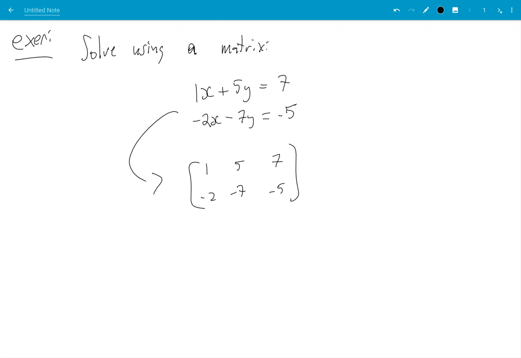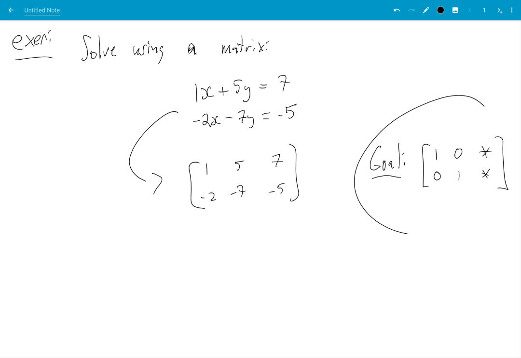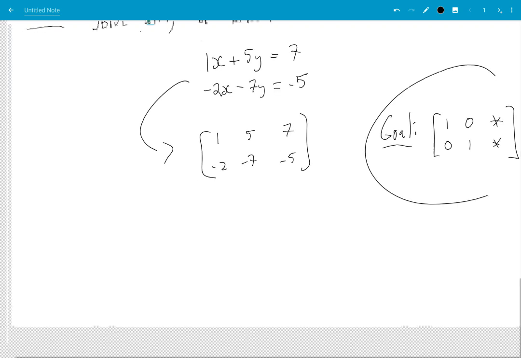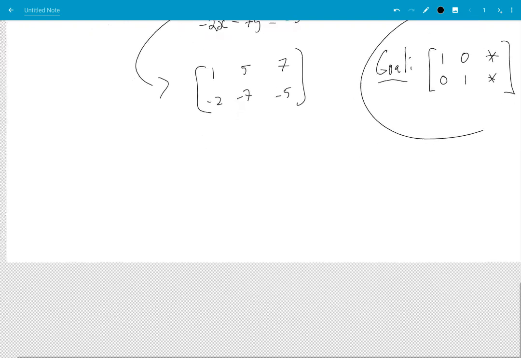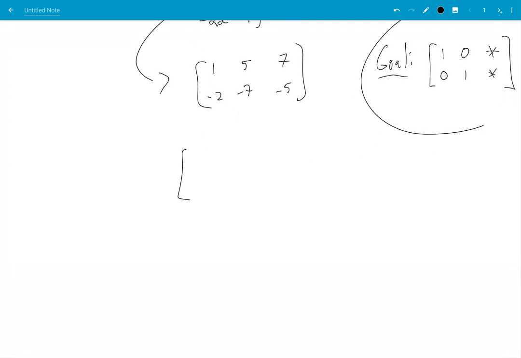Okay, so what is my goal? My goal for now, I'm going to be more precise about this method eventually. But for now, let's just say this is my goal over here. So I got a 1 in the top left, so that's good.